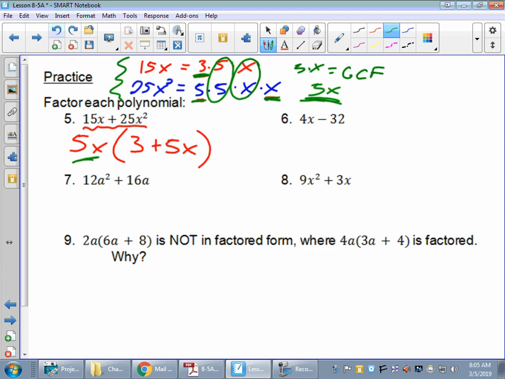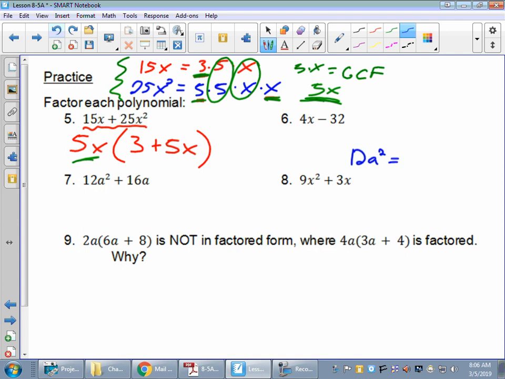So in this case, I'm going to do some work over on the right here for this one. We've got 12a squared plus 16a. So if you can figure out what the greatest common factor is without doing prime factorization, please do, because that'll save you some time. But I'm going to do it for those that don't know how to do it. Let's take a look at that first one, 12a squared. How do I break that down?